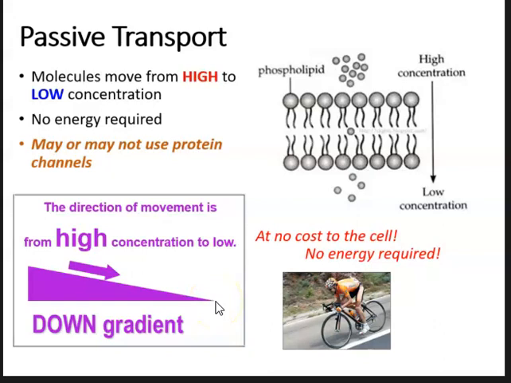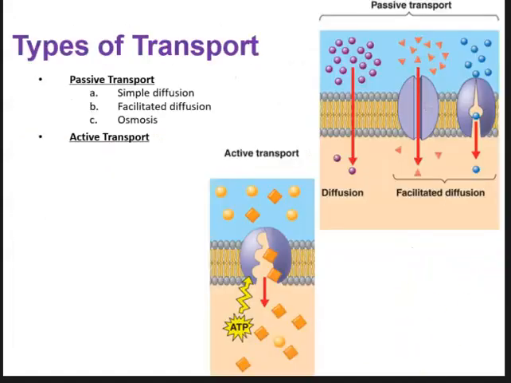Not using any energy at all. So again, passive transport is at no cost to the cell, no energy is required. We have different types of passive transport. We have simple diffusion, which you can see in this diagram here, where molecules move from areas of high concentration to areas of low concentration, just diffusing through the plasma membrane.